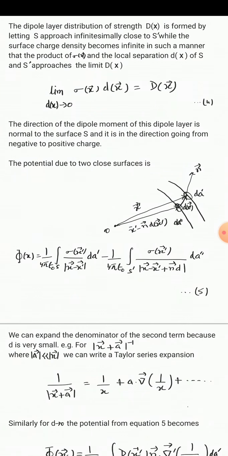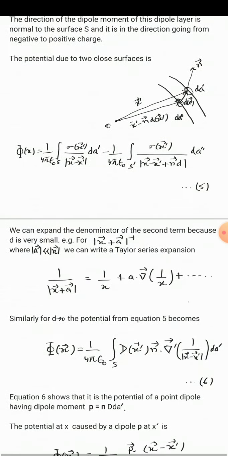Now the potential due to two closed surfaces. So what we consider, in order to find the potential due to two closed surfaces, see the diagram where a part of this dipole layer has been considered, and here you can say that dA dash is at a distance, the vector x dash, and for this dA double dash area it is x dash minus n d or dx dash, and the separation between dA dash and dA double dash is d or small d of x.